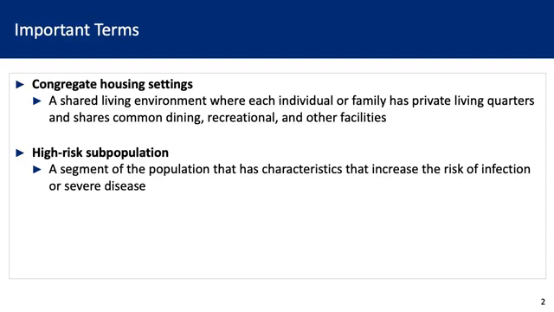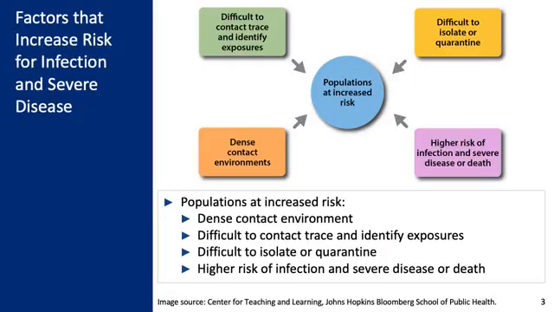Also, think about high-risk subpopulations. This is a segment of the population that may have characteristics that increase their risk for infection or increase their risk for severe disease. We already know what some of these groups are. Older adults, for example, are at much higher risk for severe disease. So when you're investigating cases and contacts, talking to them, it's important to be on the lookout for anyone who's a member of one of these special populations that are at increased risk.